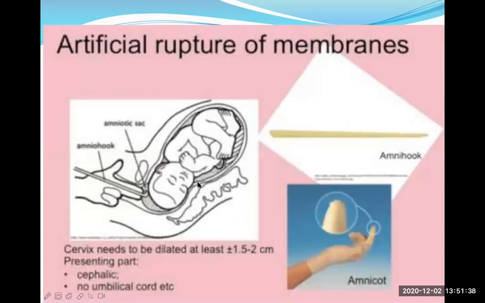So see there, this is artificial rupture of the membrane. The cervix needs to be dilated at least 1.5 to 2 centimeters to allow the instrument to be inserted inside, and then it will catch the amniotic membrane and rupture it. The important points are usually cephalic presentation should be there, and there should be no umbilical cord. If the umbilical cord is palpated there, we should not go for artificial rupture of membrane. Now, what is the danger? All the amniotic fluid will be drained, and that umbilical cord might be compressed by the presenting part. So don't go for artificial rupture of membrane in that situation.